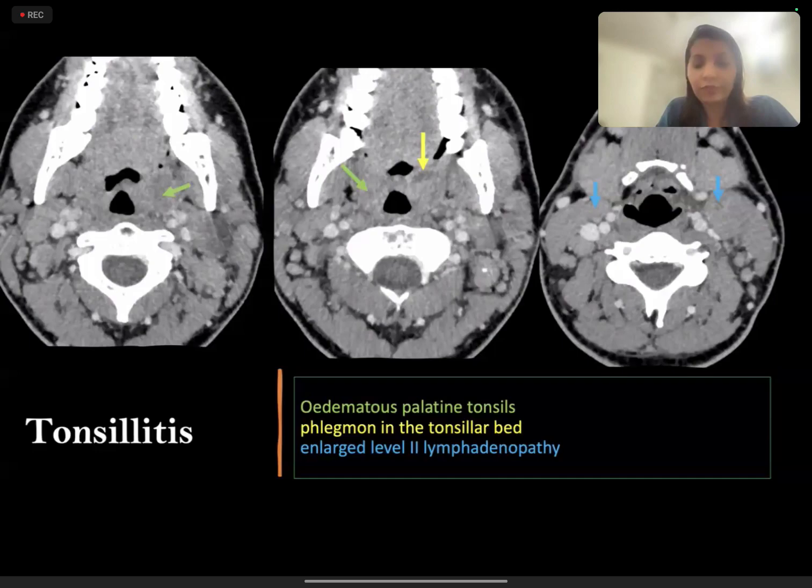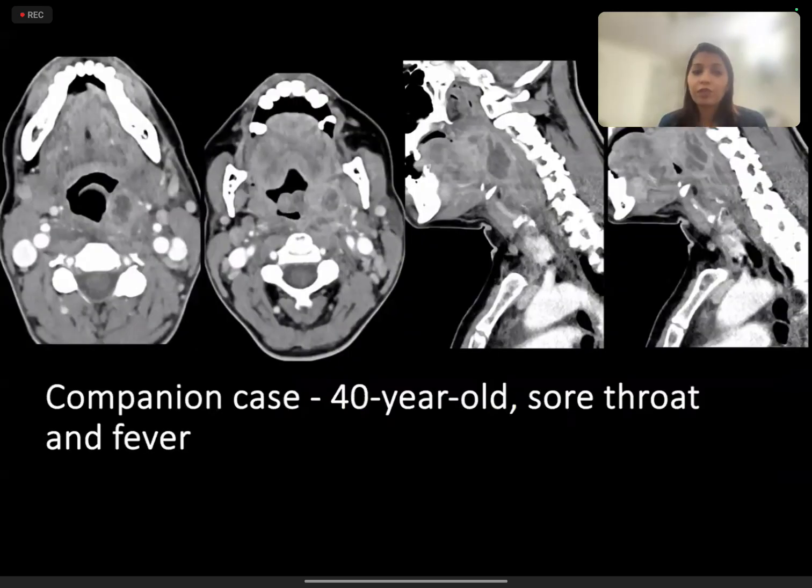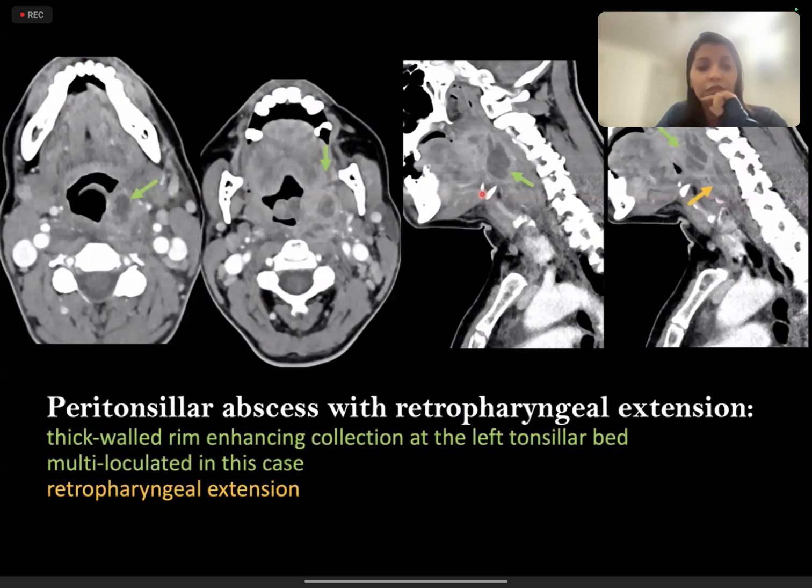So I've got a companion case here. 40-year-old with sore throat and fever. So what we see here is a rim-enhancing collection within the left palatine fossa. This is multiloculated and is heading towards the retropharyngeal space. So this is a case of peritonsillar abscess with retropharyngeal extension.